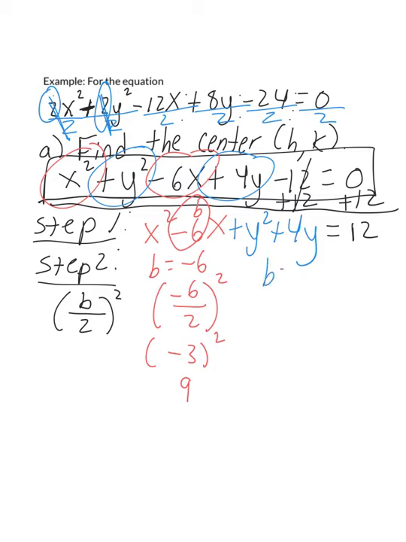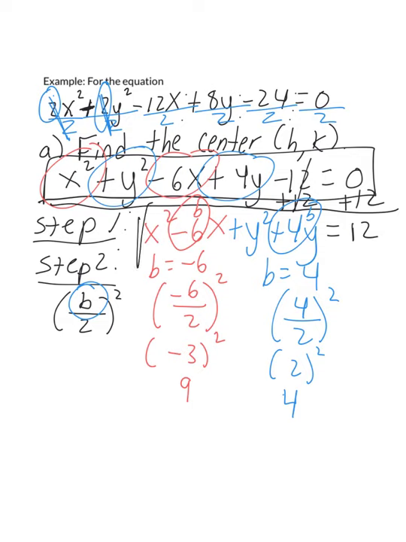For the y's, my b number is 4. Plug it into the formula. It goes into b. So 4 divided by 2 squared. 4 divided by 2 is 2 squared. 2 squared, or 2 times itself, is 4. After you get these numbers, you're going to add them to both sides of your equation from step 1.